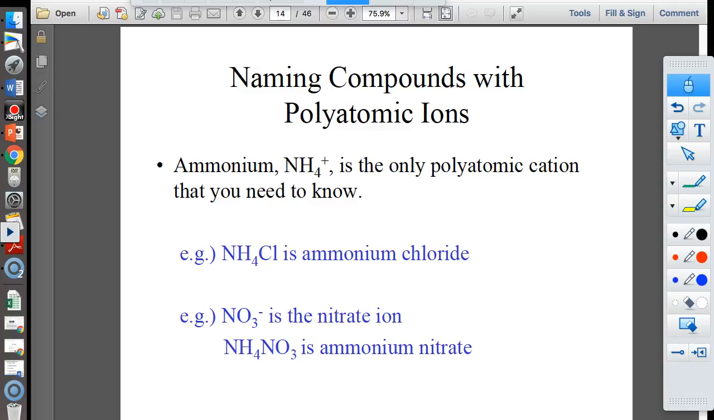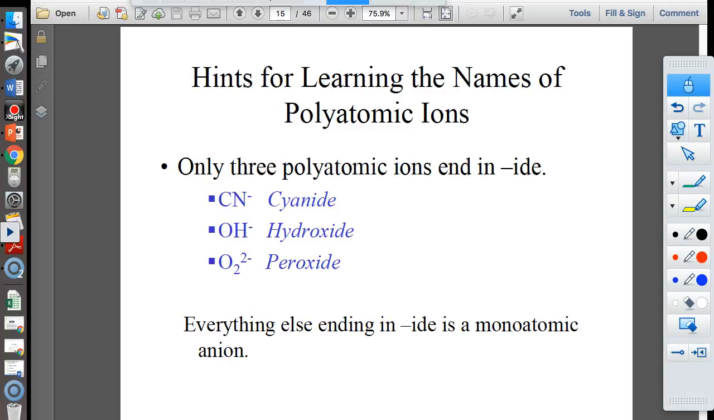With polyatomic ions, you just name them. You just call their name. You don't have to do anything, no Roman numerals, nothing like that. Okay? Only 3 of them end in "ide." So cyanide, hydroxide, and peroxide. We don't deal with peroxide too much, but it was on your sheet that you had. Everything else that ends in "ide" is a monoatomic anion. If it's monoatomic, that means it has 1 atom. Where is a chart that has all the 1 atoms? The periodic table. Things that end in "ide" are probably on the periodic table.